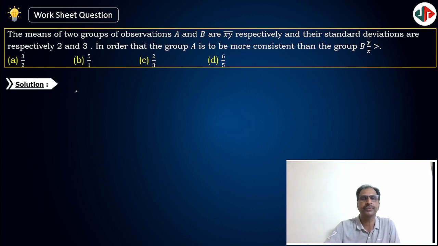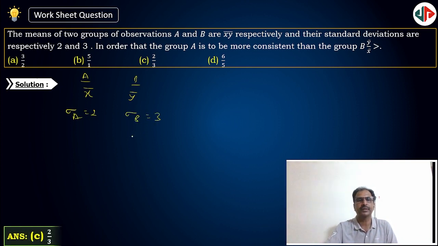Next, means of two groups A and B are x bar and y bar respectively, and standard deviations are respectively 2 and 3. So for group A and for group B, x bar and y bar are the means. Standard deviations: sigma A is 2, sigma B is 3. In order that group A is to be more consistent than group B, then y bar by x bar is greater than or equal to what?